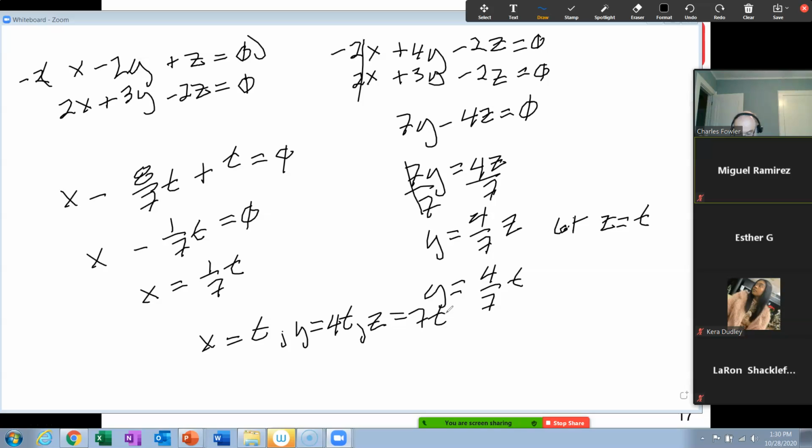Okay. Now, those are your direction numbers for the line of intersection, 1, 4, 7. Or it could have been 1/7, 4/7, and 1. That would have worked too. But those are your direction numbers for the line of intersection. Now, it says then find the parametric equation for the line of intersection. There it is.